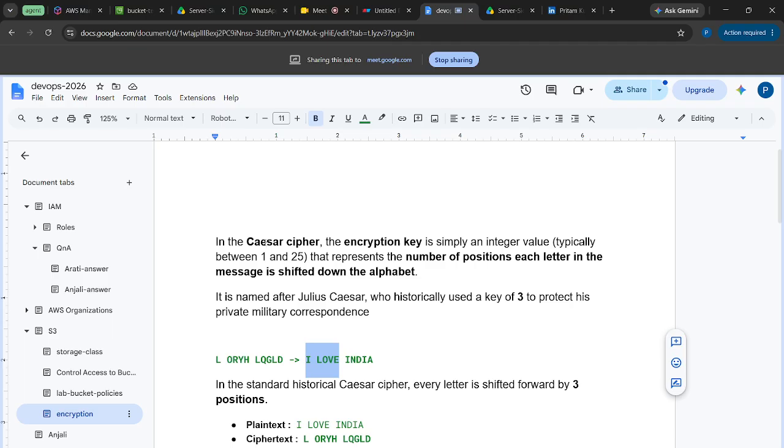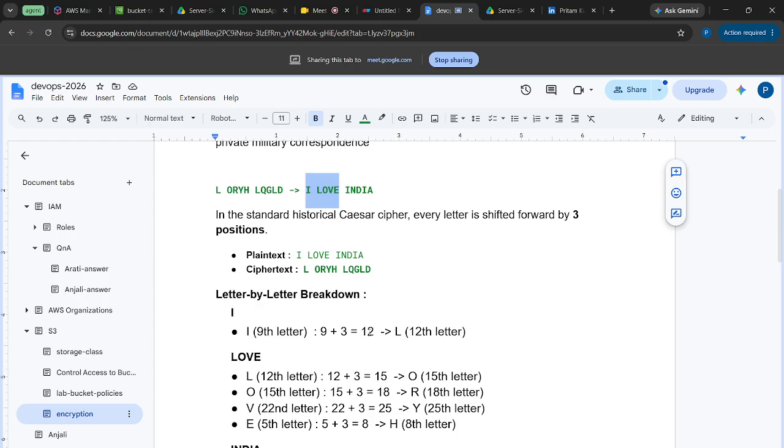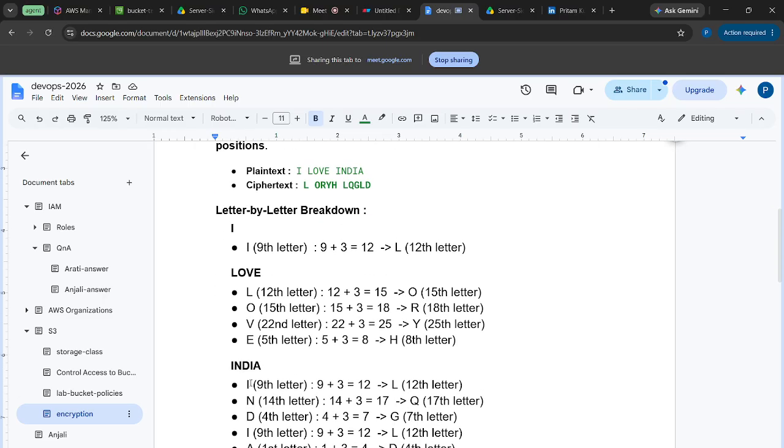How? Because of the Caesar cipher algorithm, which is a process of shifting your letters, or shifting your alphabet, three letters ahead. Let me show you. I is the ninth letter, plus 3, 12. That's why L. L is the 12th letter. Then LOV, same pattern. 12 plus 3, 15, O. 15 plus 3, 18, R. 22 plus 3, 25, Y. 5 plus 3, 8, H. See, ORYH, which is LOVE, and the same pattern goes with India.